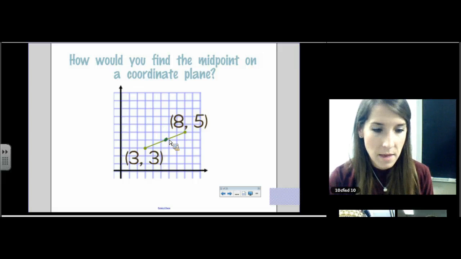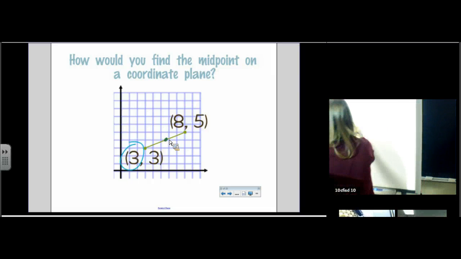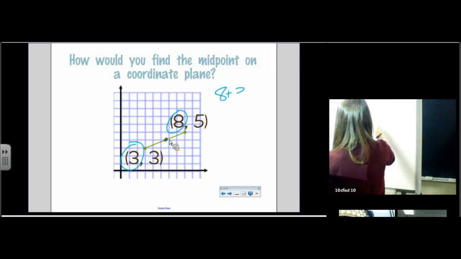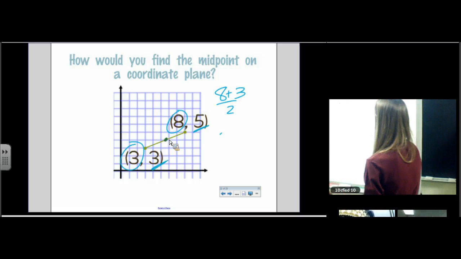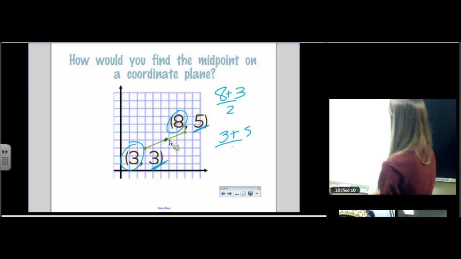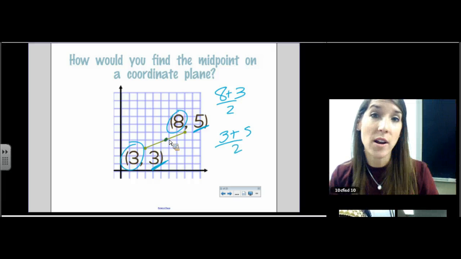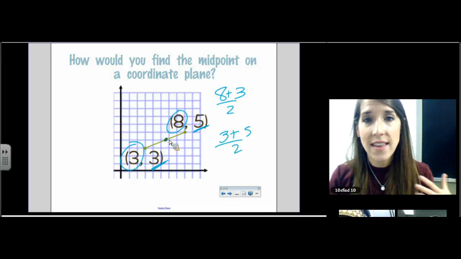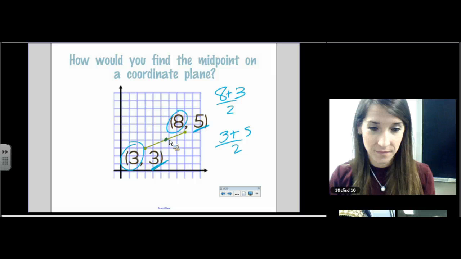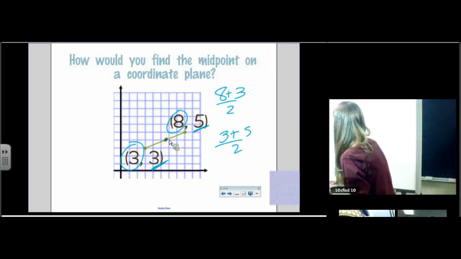Good. To find the midpoint on a number line, we are going to add our X's and divide by 2. And then we're going to add our Y's and divide by 2. And that'll get us the middle of the X's, and that'll get us the middle of the Y's. So you're going to find the average of the X's, you're going to find the average of the Y's. It's very easy. So did we do it right? Will that get us in the right spot?